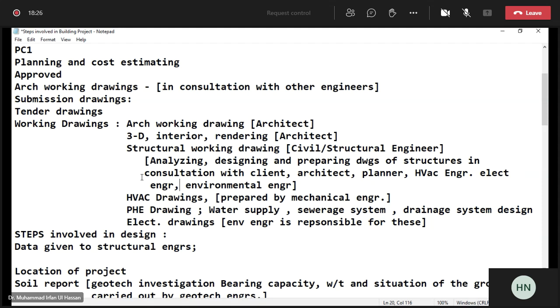And you know that in the building there are a lot of ducts. I mean, pipes are running under the roof. There is a false ceiling which is hiding those pipes, but the pipes are the required water supply, sewerage system, HVAC system. So all these pipes are running under the slab of the building, and the public health engineer, environmental engineers are basically working on it. Water supply, sewerage system, drainage system, the environmental engineer is responsible for that.